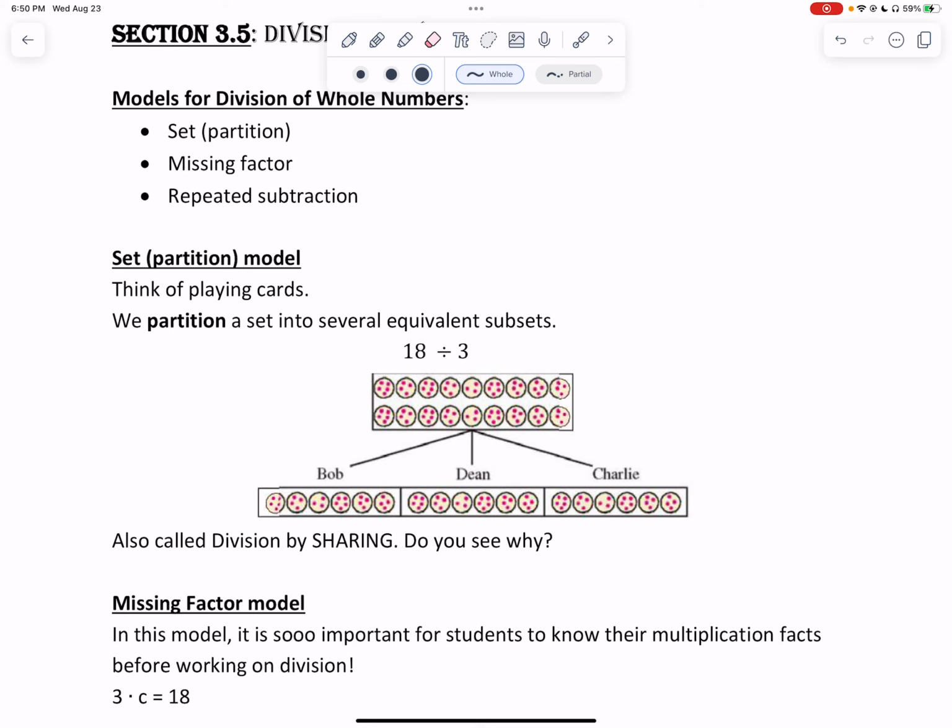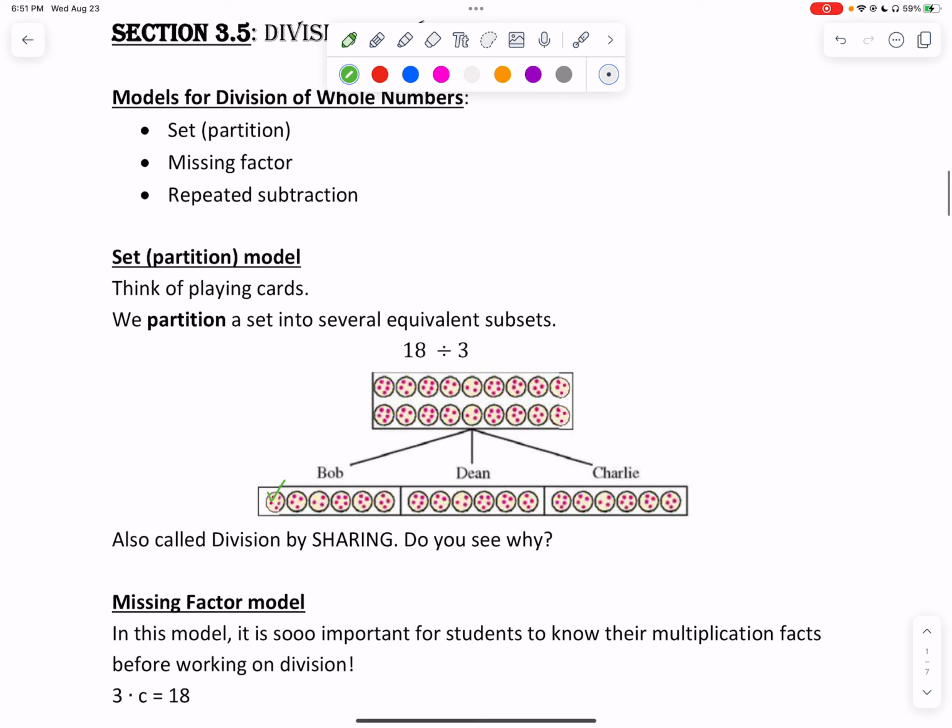Same thing with cookies. We're going to deal out our cookies. We've got 18 cookies. We've got three people. So we're going to give Bob a cookie, Dean a cookie, Charlie a cookie. Go back and give Bob another cookie, Dean a cookie, and Charlie a cookie until we run out of cookies.